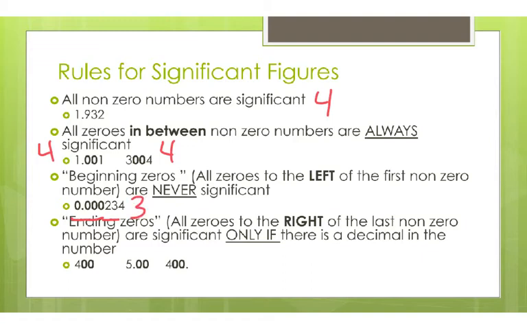Now, you may say, well, why are they there if they're not significant? They're there because they are placeholders. We need to make sure that they're there, so we show that the number actually starts in the 10,000ths place.